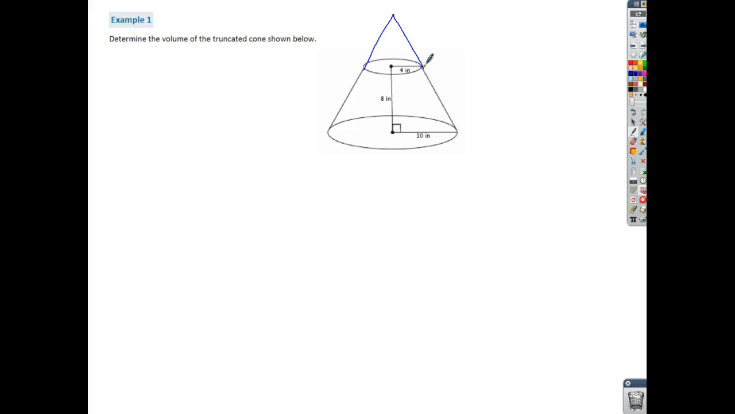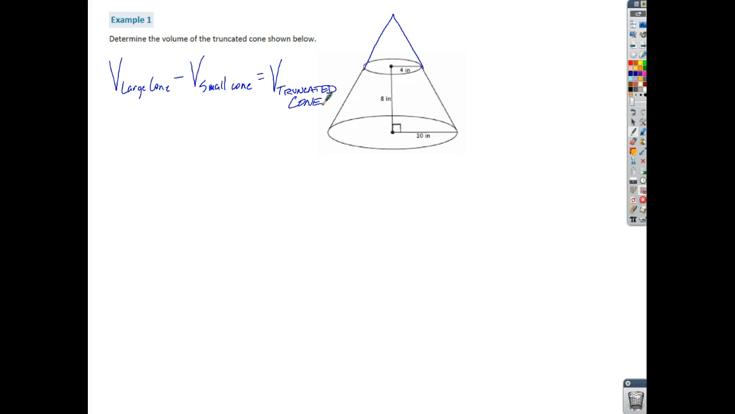So then what we can do is find the volume of the entire cone, the volume of, we'll call it, the large cone. And then we can subtract the volume of the small cone, and that's going to end up giving us the volume of the truncated cone. Okay, so let's find each individual part and then we can define it.